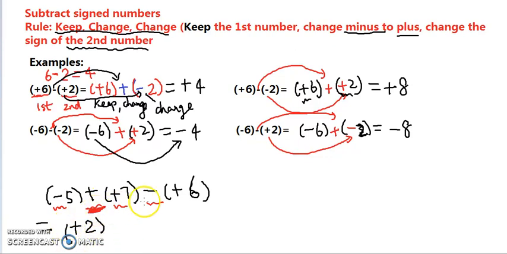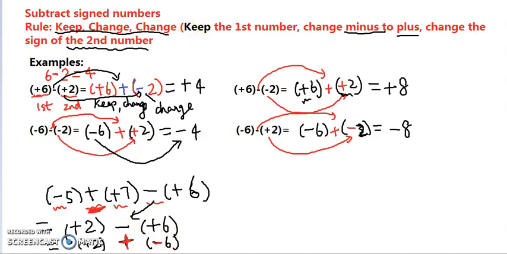Okay, so we're done with the first part. We haven't done anything to the second part. So now we're going to copy the next operation, minus, and the next number, plus 6. And over here we're going to do keep, change, change. So keep the first number, positive 2. Change the minus to plus, and change the plus to minus. We do 2 sign changes. Let me use red color to highlight the changes here.